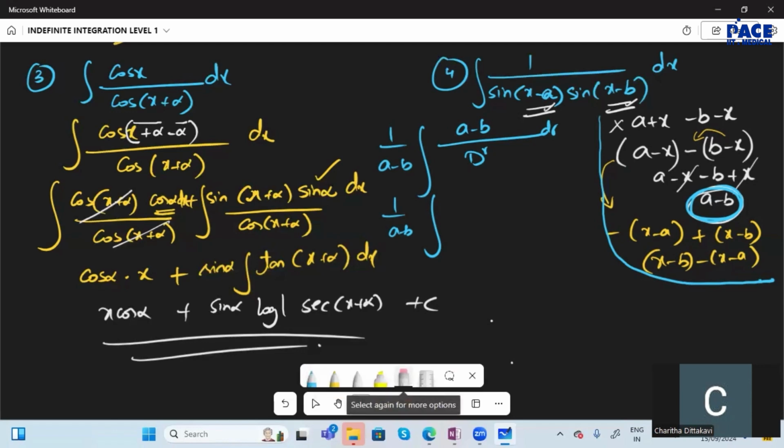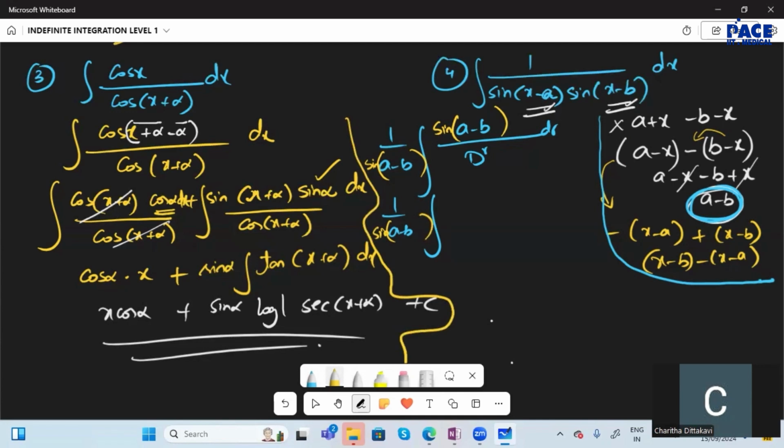That should be sine A minus B, isn't it? We need sine A minus B. So let me write sine A minus B. Sine A minus B here also, and sine A minus B here also. All right. Now let us talk about this. Now sine A minus B is there.